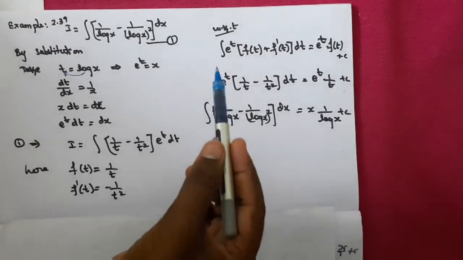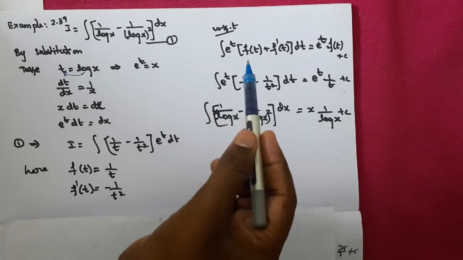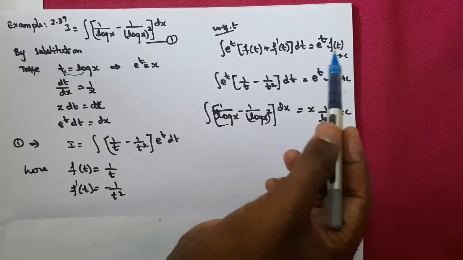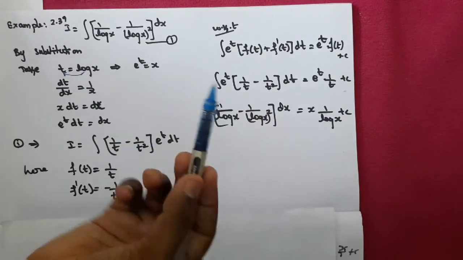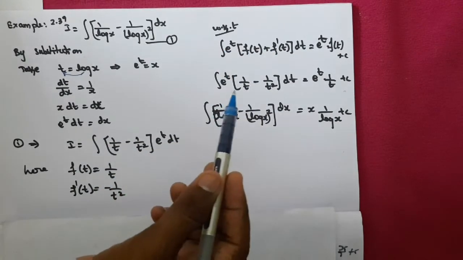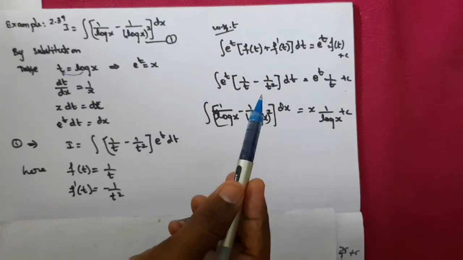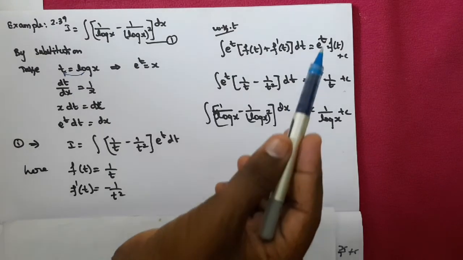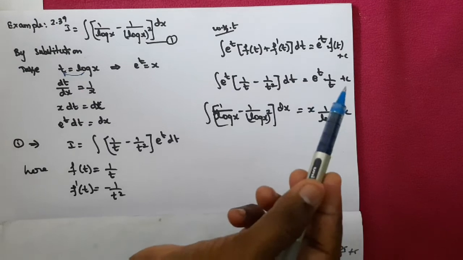So this looks like this formula. Integral e power t of f of t plus f dash of t into dt is equal to e power t into f of t plus c. Instead of x, I have used the variable t. So e power t is the same. f of t answer is 1 by t and f dash of t answer is minus 1 by t square, into dt, is equal to e power t into f of t value, 1 by t, plus c.